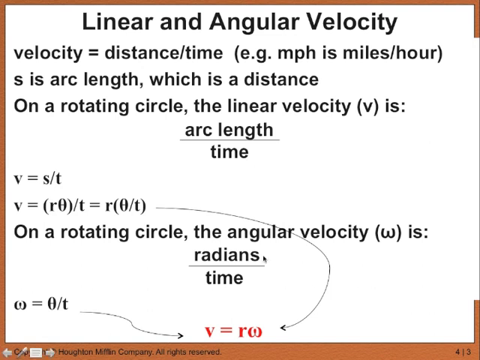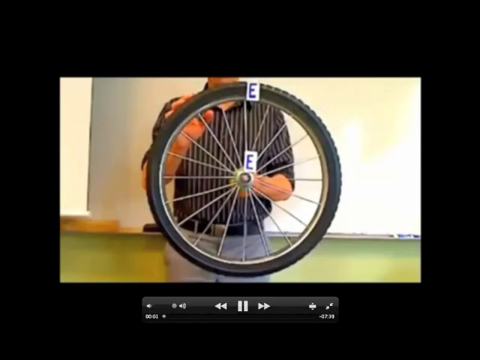Okay, now all this should become a lot more clear in the next demo of linear velocity and angular velocity. Now just keep in mind that the person in the demo uses the term tangential velocity. That's just a synonym for linear velocity. Tangential is the same as linear.